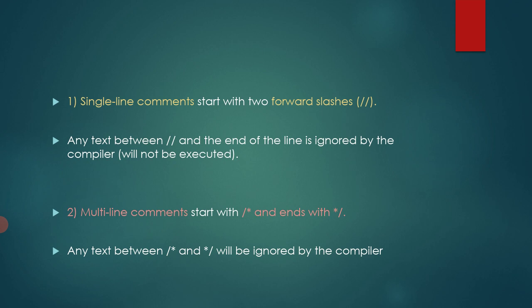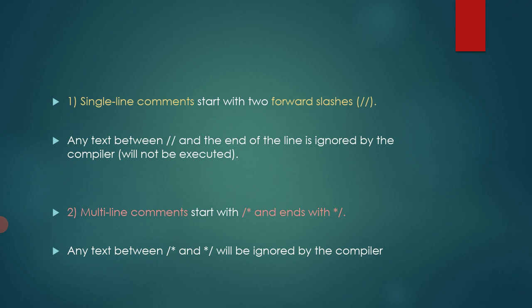Single line comments start with 2 forward slashes. So whenever you have to write a single line comment, you start your comment with forward slashes. First you write the slashes, then you write the name of the program. Any text between the forward slashes and the end of the line is ignored by the compiler. You do not have to put anything at the end, you just start that line with the forward slashes, and it tells the compiler that you are using a single line comment.